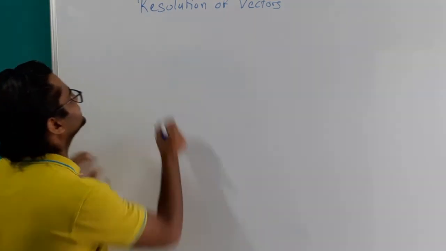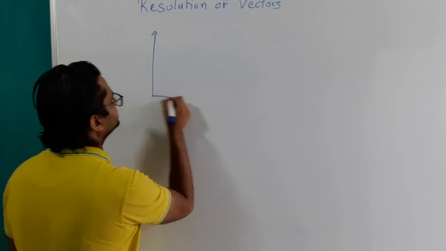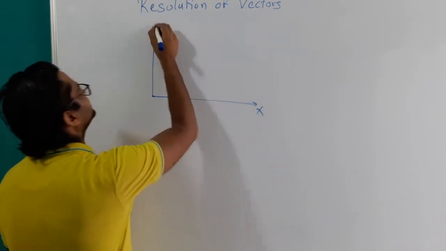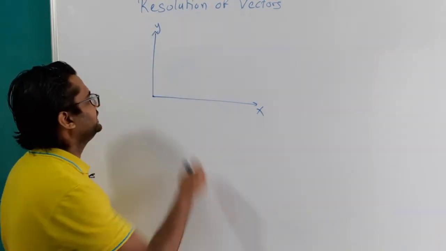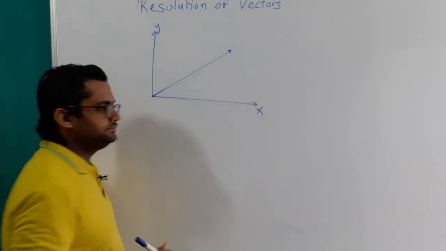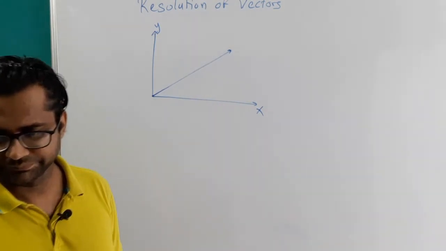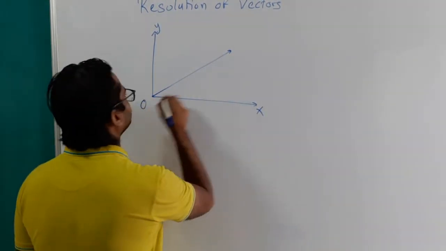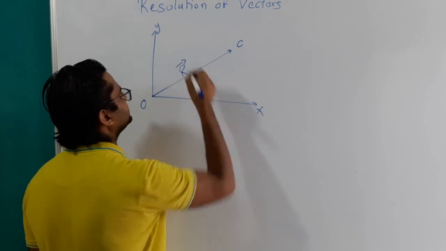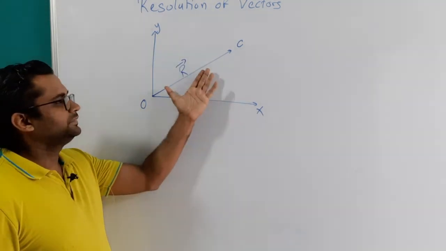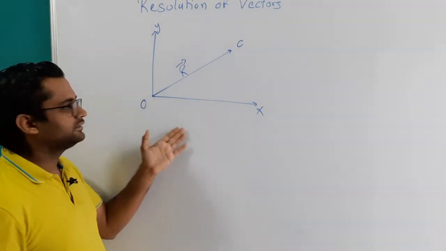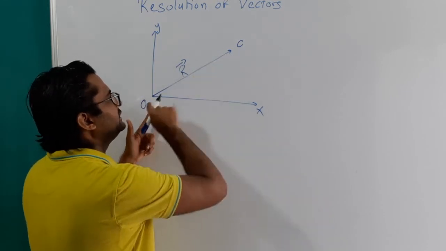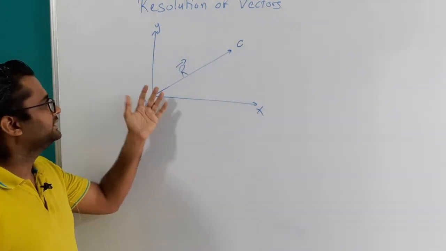Let us consider first the x and y axes only, so this will be easy to understand. Let us say this is the x axis, this is our y axis, and we have a vector like this. Let us say this point is O, this is C, and this is the R vector. Now we can split this. According to the parallelogram law, if we have one vector in this way and one vector in this way, this will be the diagonal of that parallelogram, and this will be the resultant of those two vectors.